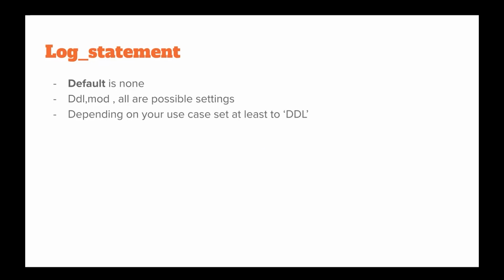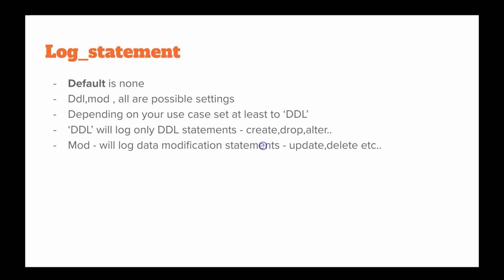And then a very important parameter is log statement. The default is none in some versions, so please check the version you are using and its default. The possible values are DDL, mod, and all. Depending on your use case, set it to at least DDL. When you set it to DDL, it will log DDL statements like create, drop, alter, etc., so that you can know when objects are being created, dropped, or modified.